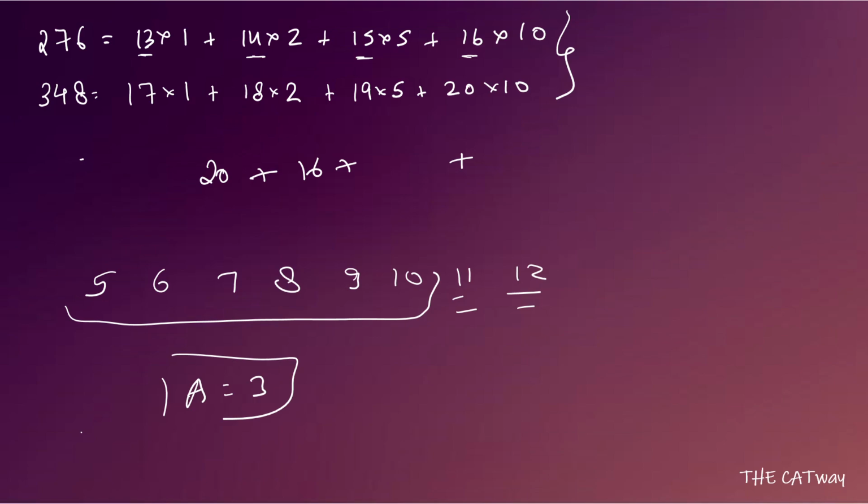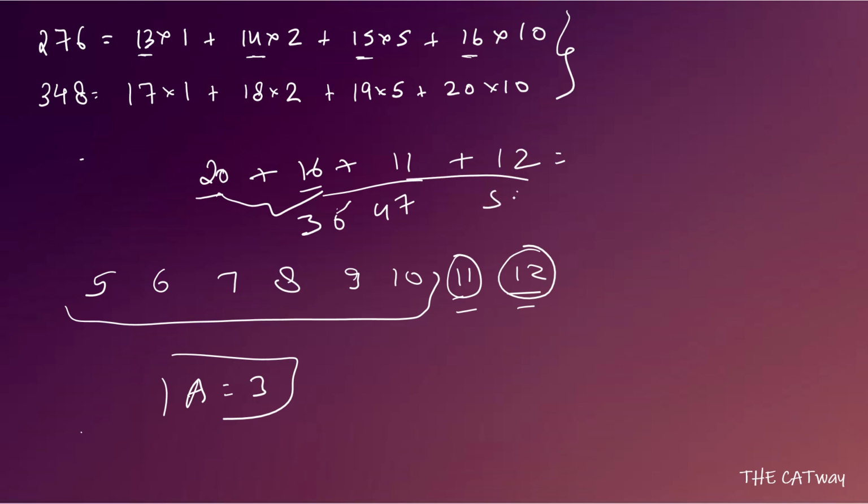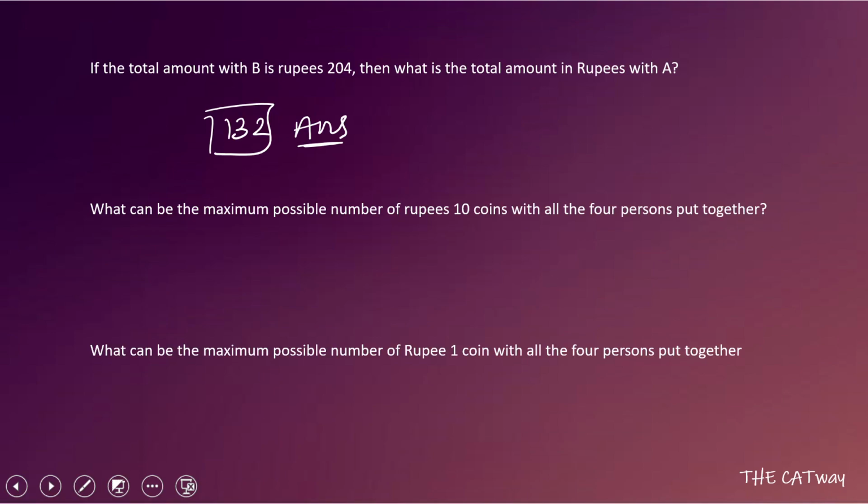So for maximizing the number of rupee 10 coins, we can take the number of 10 rupee coins with A and B as 11 and 12 in any order. It doesn't really matter. So let's add them. From these two we get 36. From here we get 47, and adding this we get 59. So your final answer becomes 59. Okay, so 59 is our final answer for question 2.